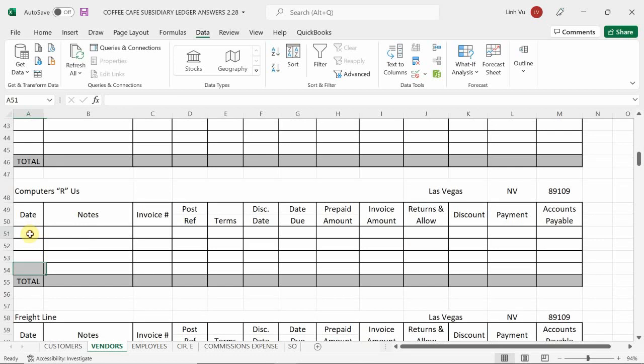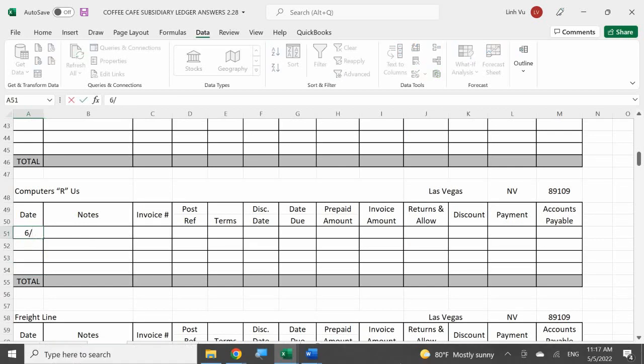Here they are. Computers R Us. And we're going to put in the date, which was today. Now, this is what you could do. You said you bought the computer, and it got you a grand total of $18,834.84, which includes the tax.